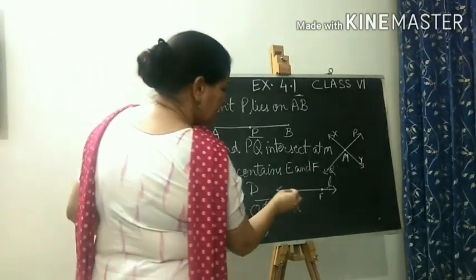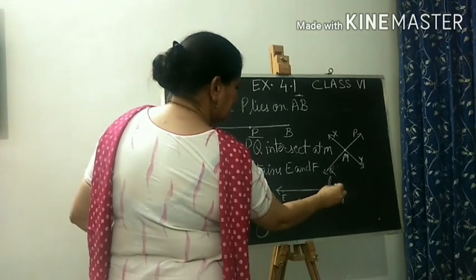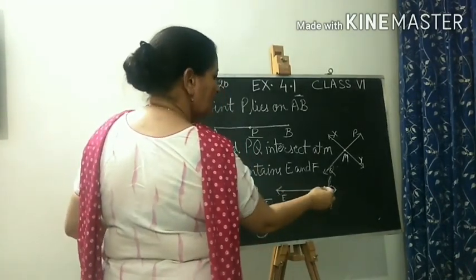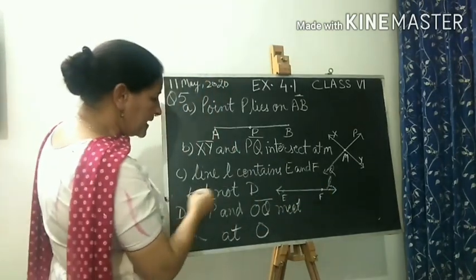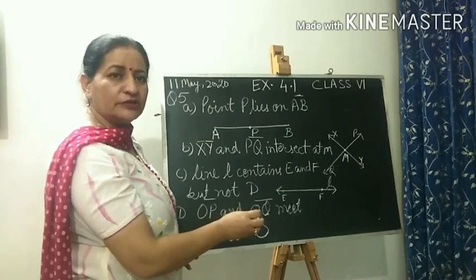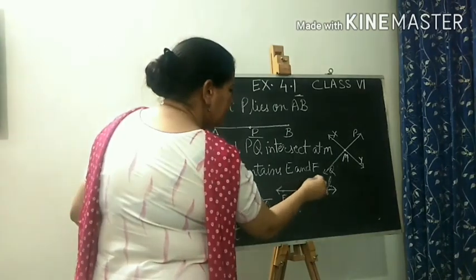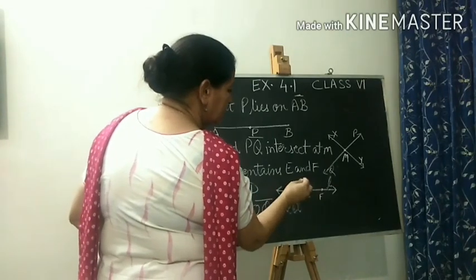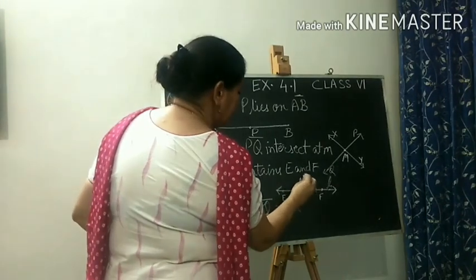C part is line L contains E and F. So this is our line. This is line L, and E and F are on the line but not D. D is a point but that is not on the line.